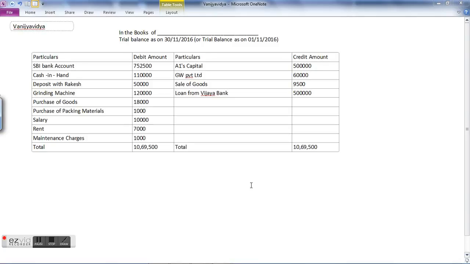And in the next session we will be learning some more complicated journal entries. Okay, like outstanding expenses entry, prepaid expenses, provisions, and so on.